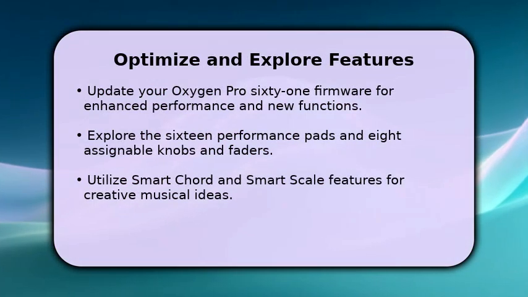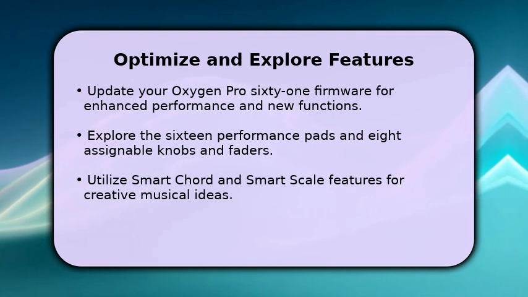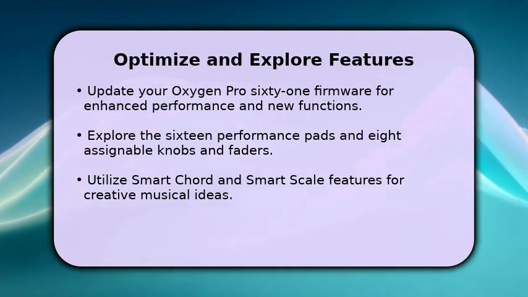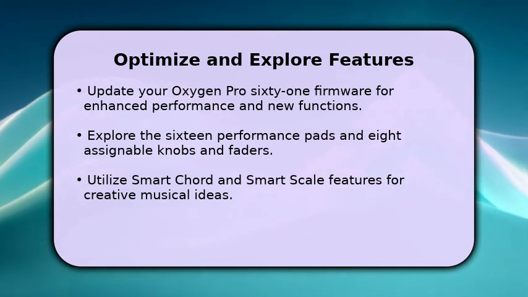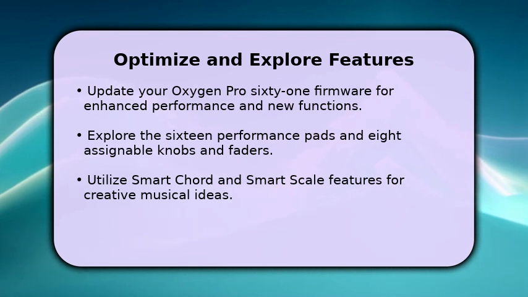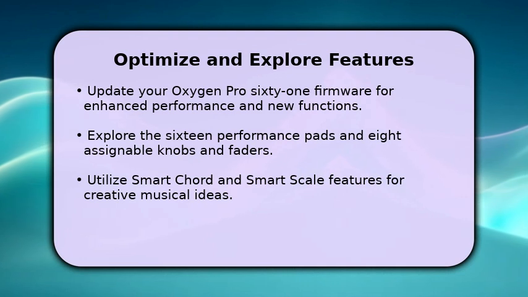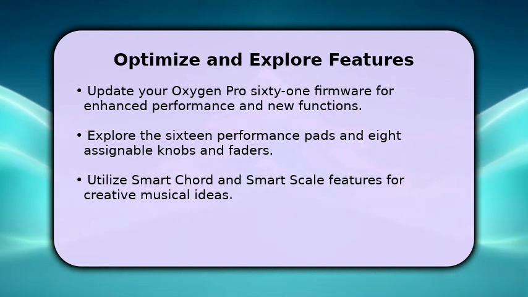To get the most out of your Oxygen Pro 61, regularly check for firmware updates on the M-Audio website. Dive into its powerful features, like the 16 velocity-sensitive pads and 8 assignable knobs and faders, offering extensive control. Experiment with smart chord and smart scale modes to effortlessly generate musical phrases. For any advanced configurations or troubleshooting, consult the detailed user manual for comprehensive guidance.